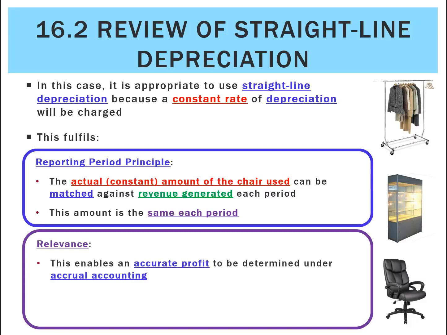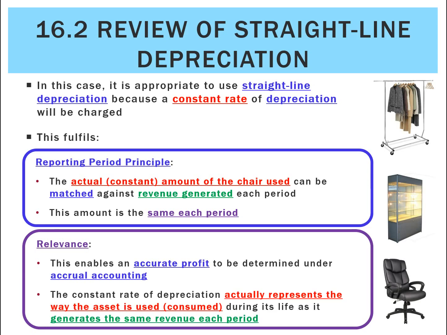Likewise, relevance says we want an accurate profit under accrual accounting to make better decisions. And if a chair that's in the office is going to help generate the same amount of profit every year, it's going to be used the exact same amount, more or less, we should charge the same amount of depreciation at a consistent rate every year.